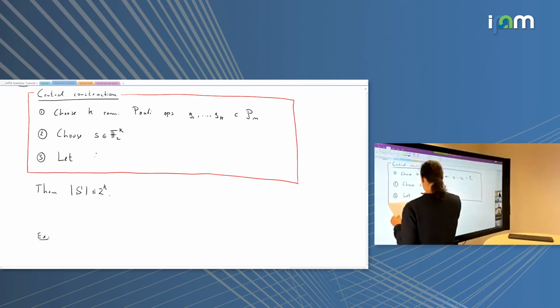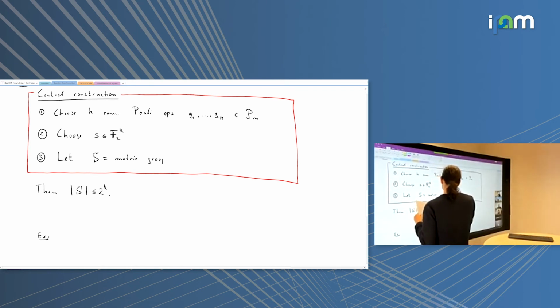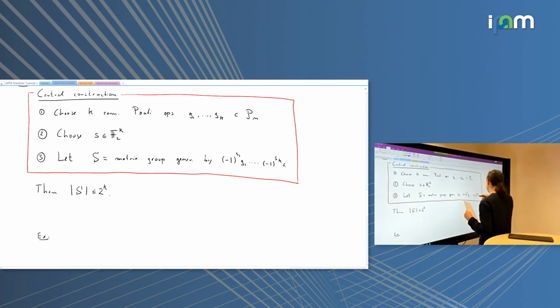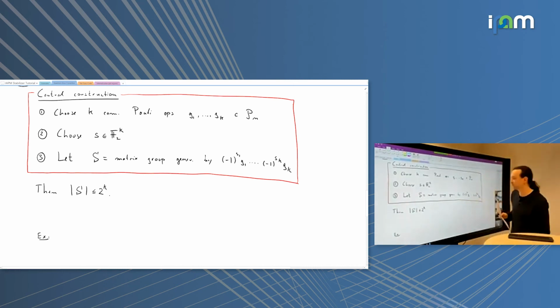We define S to be the matrix group generated by (-1)^S1 G1 to (-1)^SK GK. So I take the commuting Pauli operators, I choose a phase of ±1 for each, and they generate a group, and that's the group I want to work with.